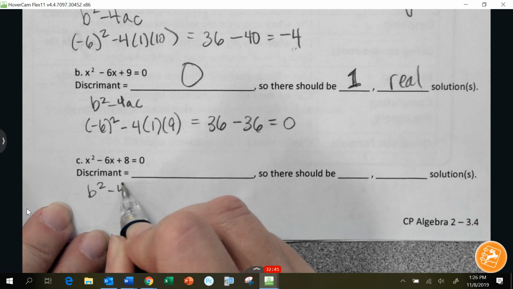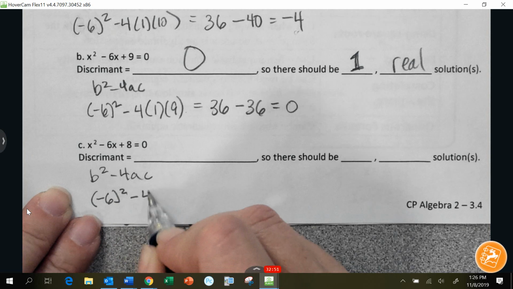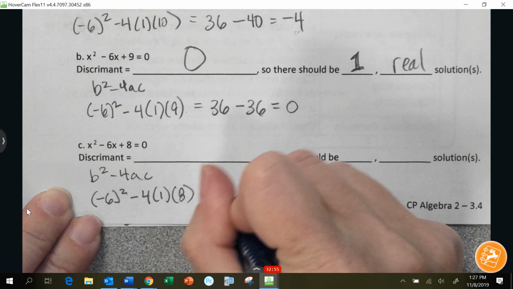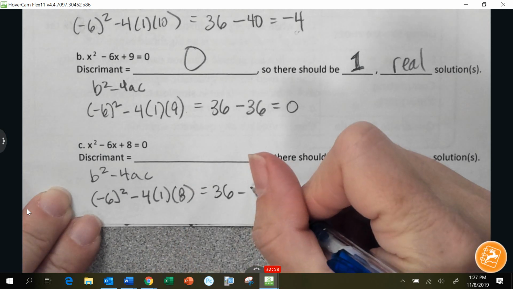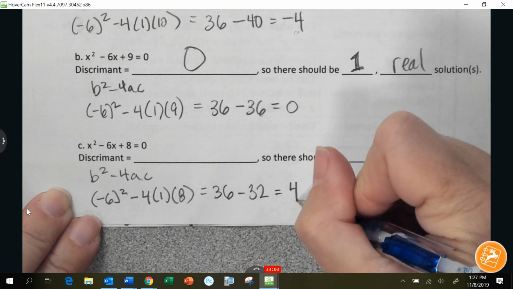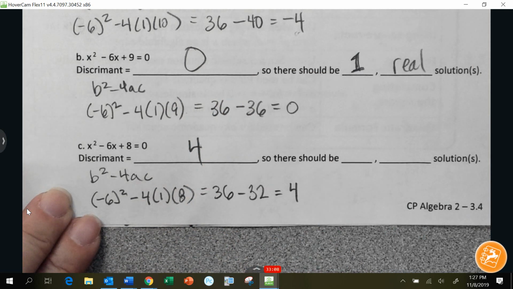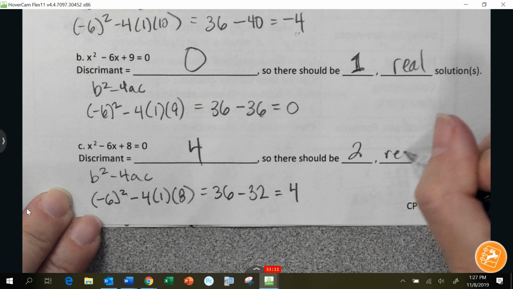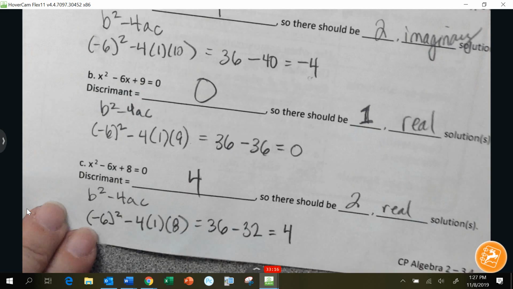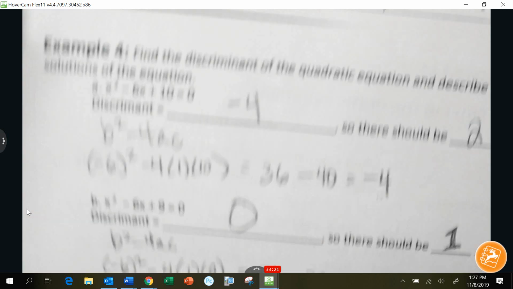b squared minus 4ac. We're going to have negative 6 squared minus 4 times 1 times 8. So I have 36, take away 32, which is 4. The discriminant is 4. What does that tell me? Two real solutions. And I just changed each equation by one number, and it gave you 3 different possibilities.